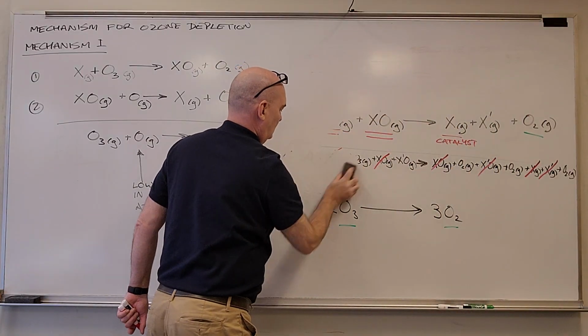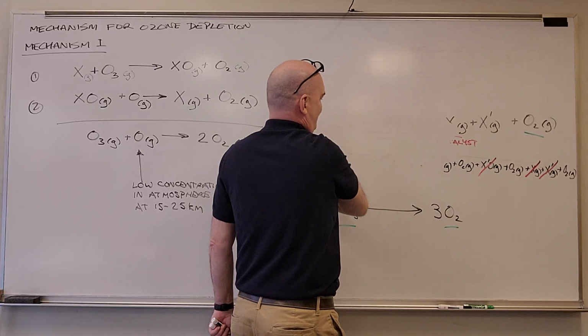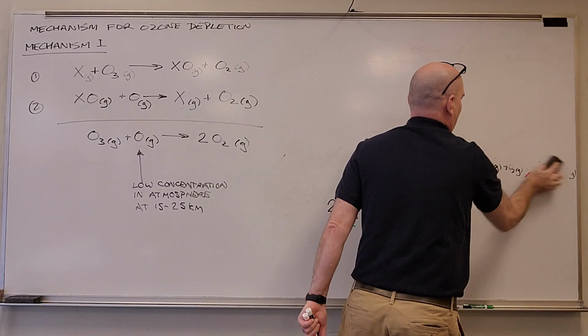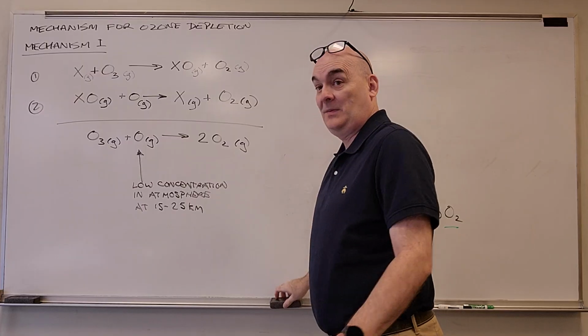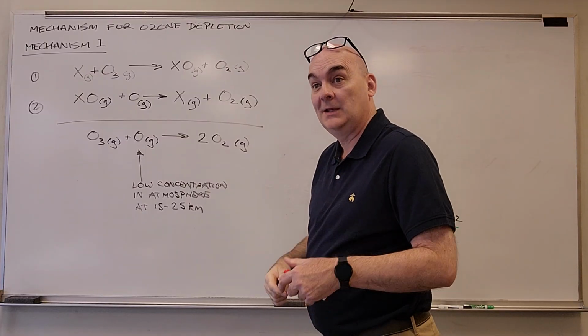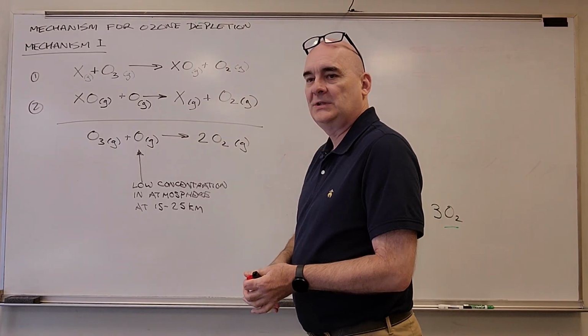I'll rewrite this just for the sake of doing it. Is there a mechanism 3? I mean, No. 3? If there is, I'm unaware of it. There probably is. There's probably 3, 4, 5, 6, 7, and 8, but these two seem to be the big two.